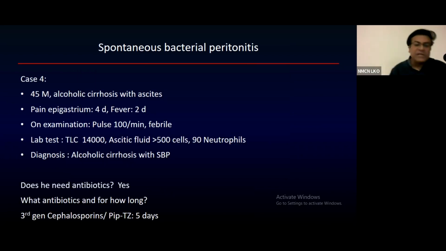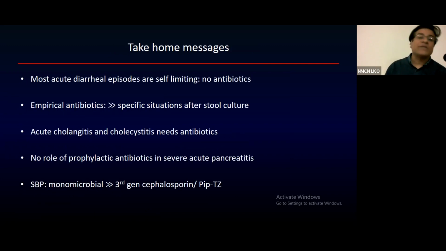So this patient, obviously, he needs antibiotics. And the most commonly used antibiotic for spontaneous bacterial peritonitis is the 3rd generation cephalosporin, that is ceftriaxone, which we commonly use. If somehow the patient is resistant or received it earlier, then we resort to piperacillin tazobactam. This is what we do in day-to-day scenarios.